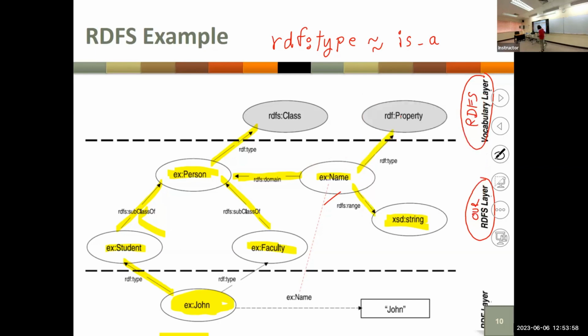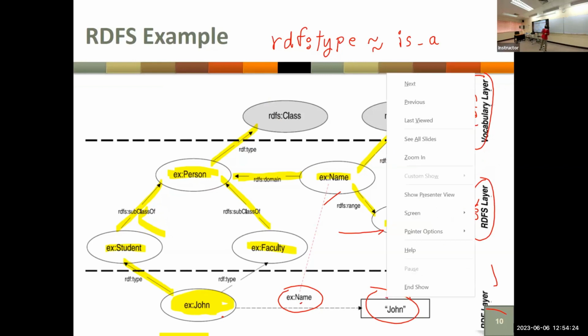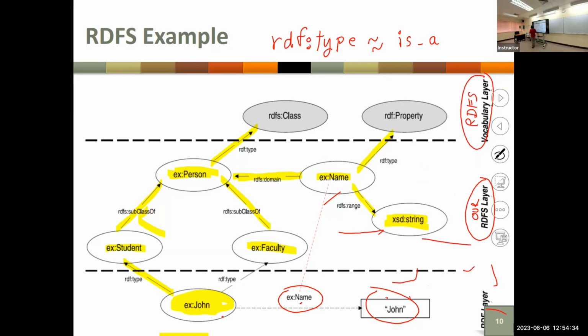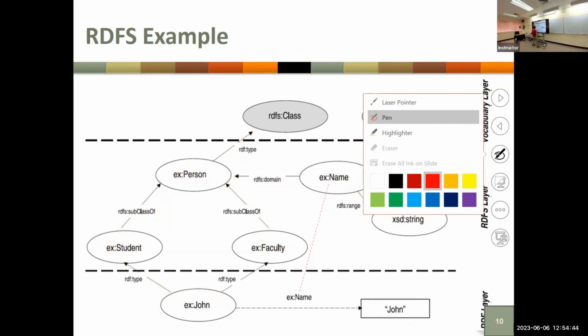All right, what's next? We want to say that the property name of John has the value John. So this is the RDF layer, the resource description layer. We are describing resource John with a property name with the value John. Resource, subject, predicate, object kind of thing in the resource layer. So far, what we have learned from the beginning before the schema part is this layer.